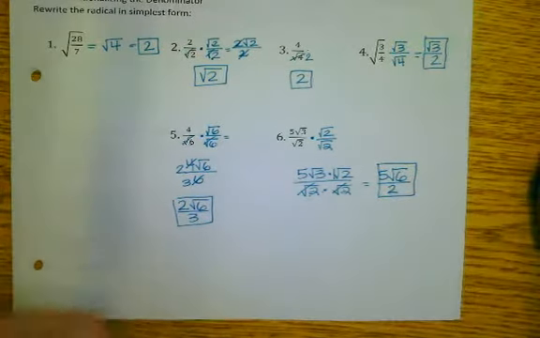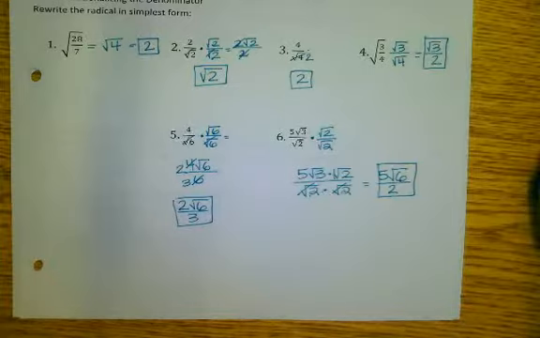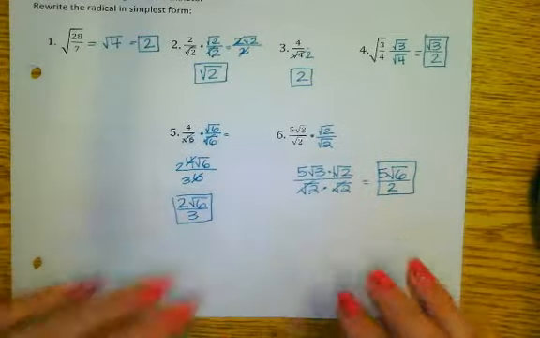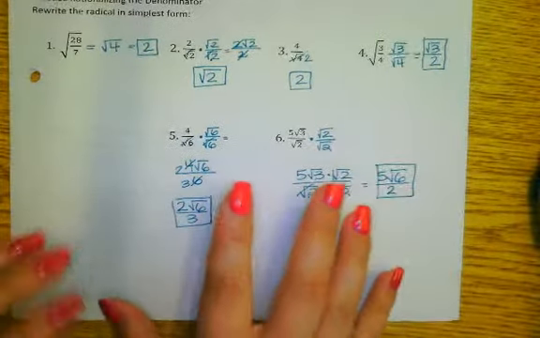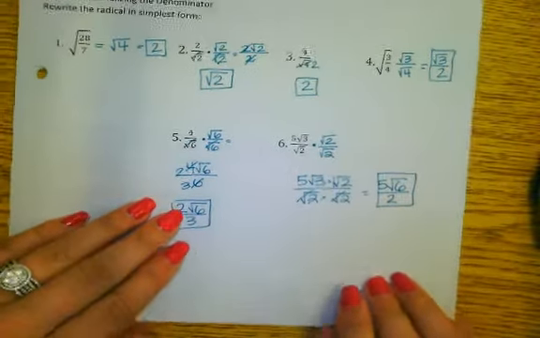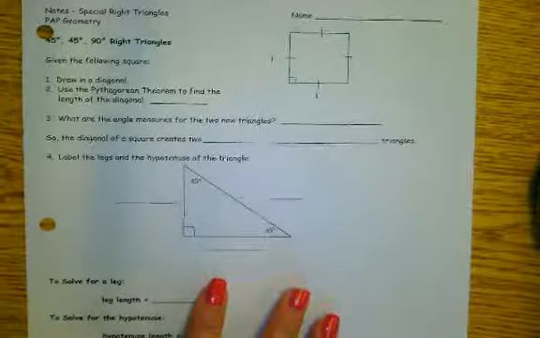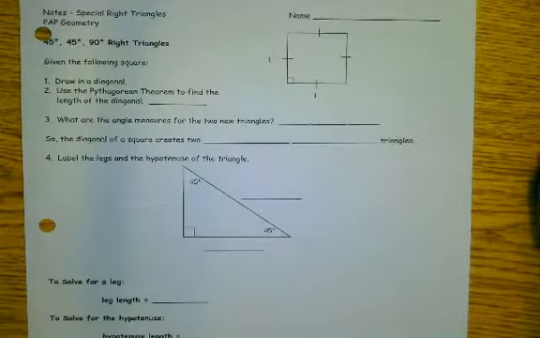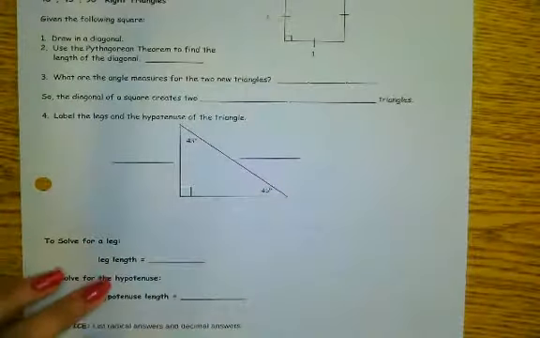Alright, so this was our radical review, and this is what's going to help us with the next lesson, which is 45, 45, 90 right triangles. So get the next section of notes out. Should look like that. These are just one sheet of notes. It shouldn't take long. We've done the hard part, so y'all made it through the hard part. Now we're just going to apply it.